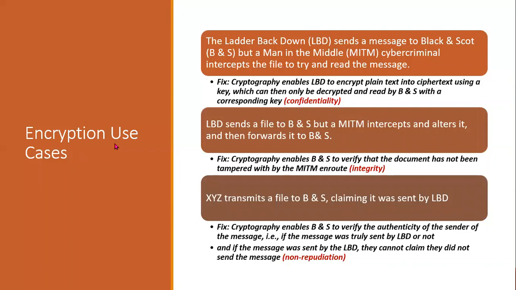Let's take a look at some use cases of encryption. So the sender sends a message to the recipient, but a man in the middle or a cyber criminal intercepts the file to try and read the message. What can cryptography do for us? Well, it enables the sender to encrypt plain text into ciphertext using a key which can then only be decrypted and read by the recipient with a corresponding key. So that ensures confidentiality. And we'll talk about all these keys as we progress.